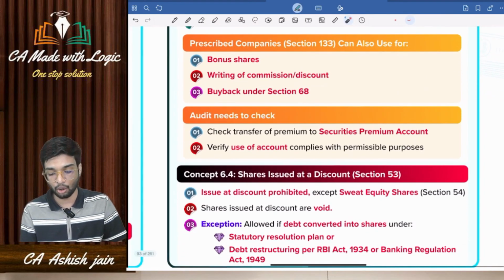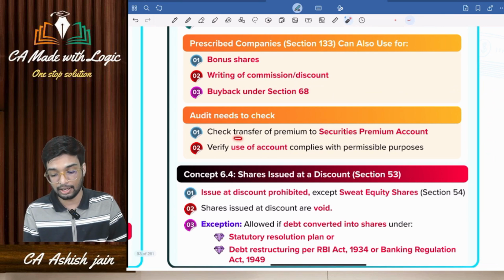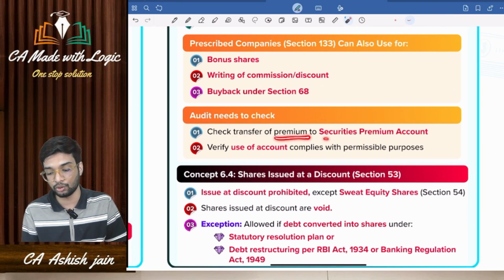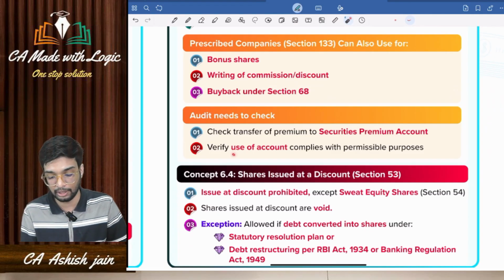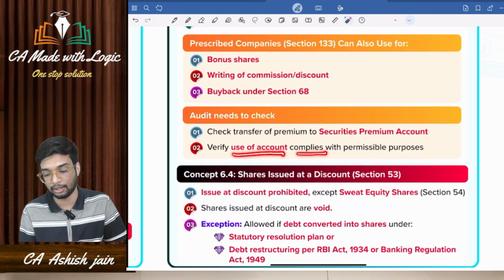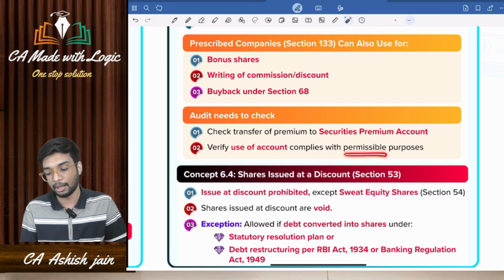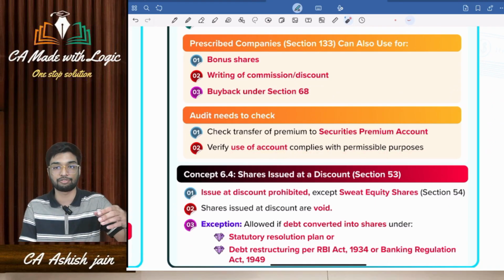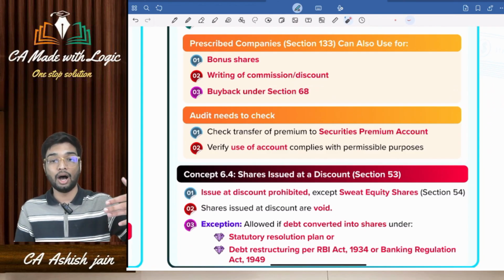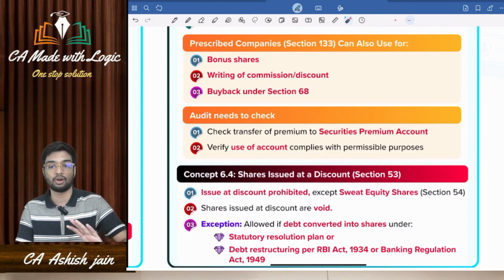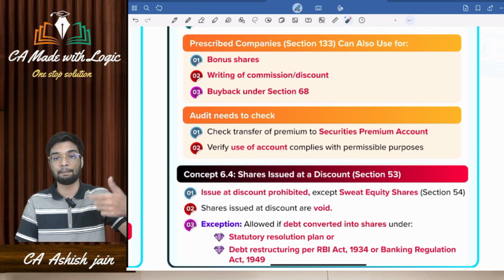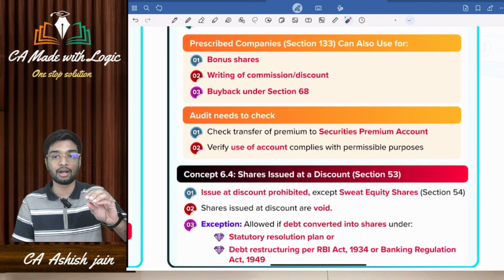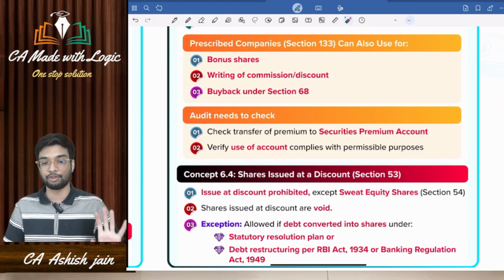Then comes the auditor, who has to check whether the transfer of premium to the securities premium account has been done properly or not. The auditor has to verify that use of the account complies with the permissible purpose. Whatever purpose the securities premium balance has been utilized for, the auditor has to verify it, and take care that it is not misused by the management apart from the permissible purposes.